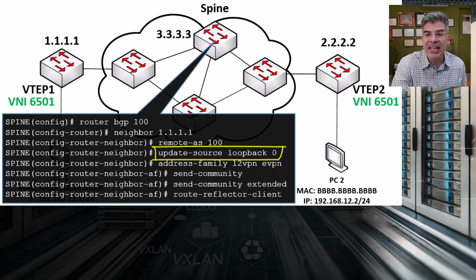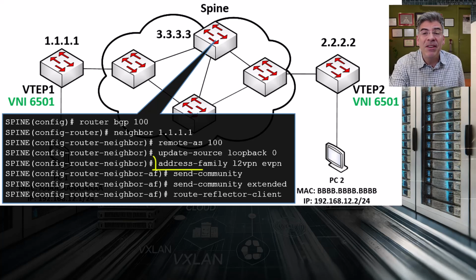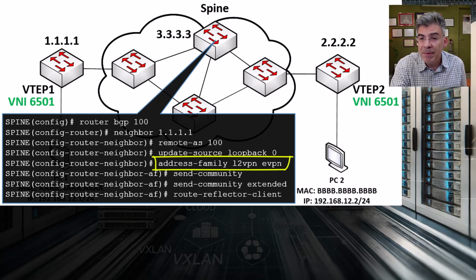Now this next command is where MP-BGP EVPN comes in. Here we configure for this neighbor the address family of L2VPN EVPN. This means that the addresses that BGP will be advertising belong to the layer 2 Ethernet VPN family. In other words, BGP will be advertising MAC addresses. So this command enters the address family configuration mode for EVPN. And here we must configure the following.